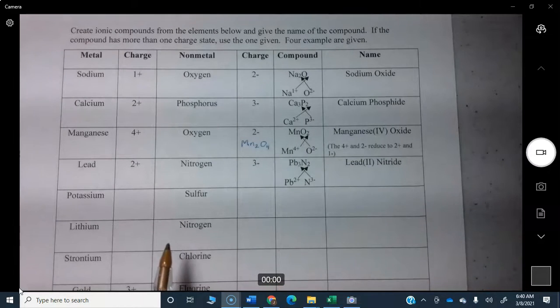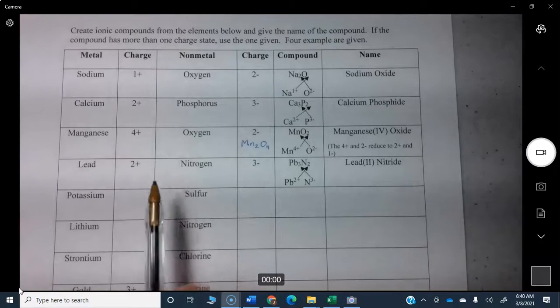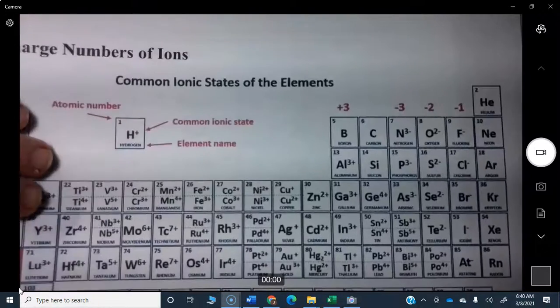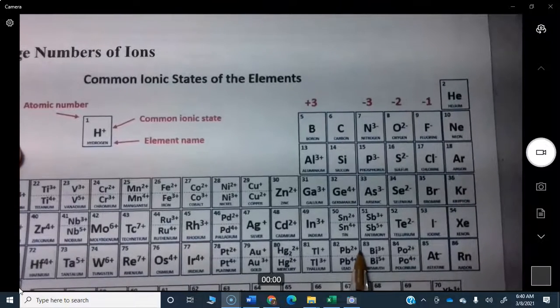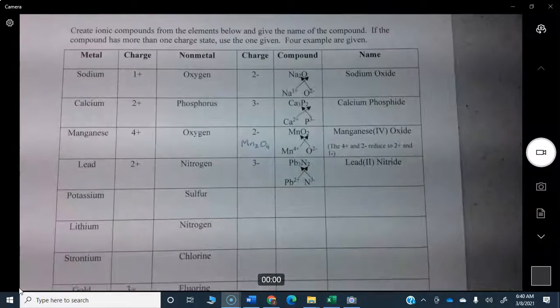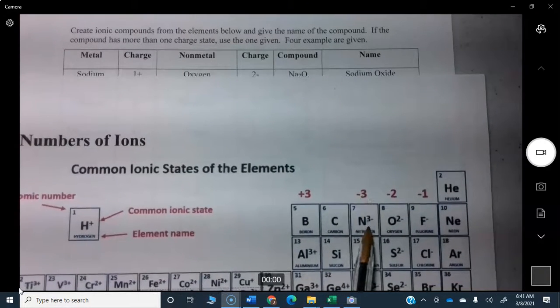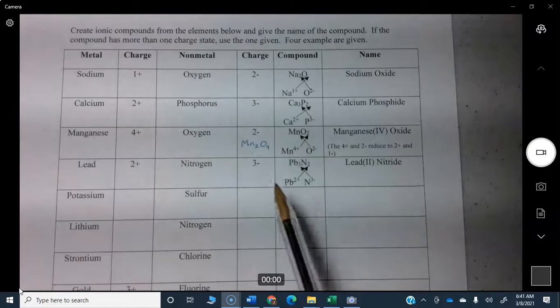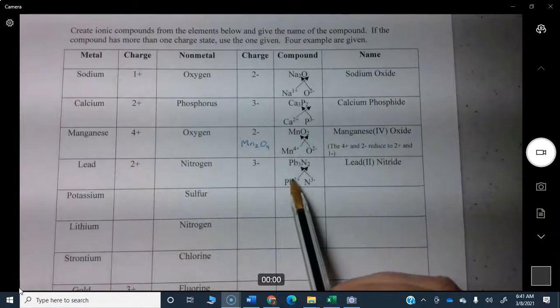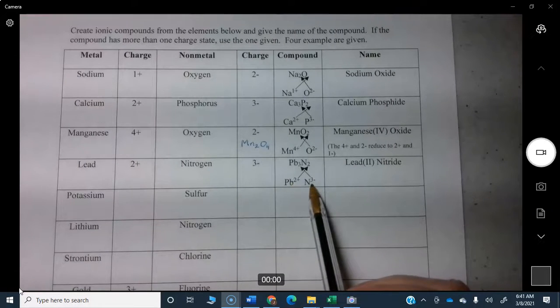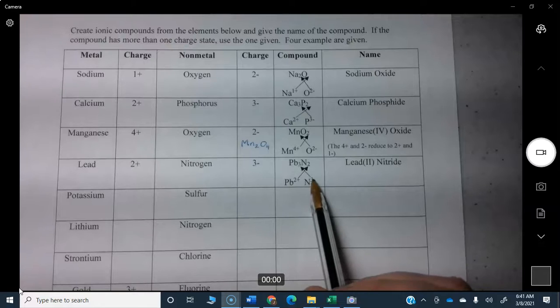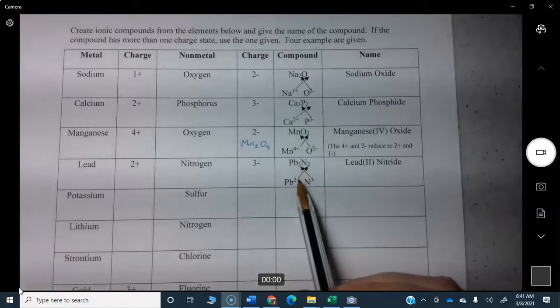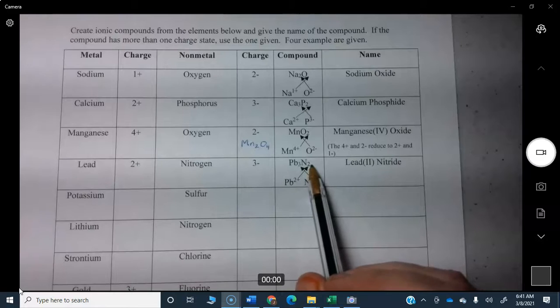Okay, think about that one if you need to, all right? Okay, lead. Lead can have more than one charge, so we're going to need to come over here. There's lead down there. It's either a 2 plus or a 4 plus, so I'm telling you here it's going to be a 2 plus. Nitrogen is always a 3 minus, right there, 3 minus. So you come over here, you put the charge above the lead, it's 2 plus. Put the charge above the nitrogen, it's 3 minus. You cross the arrows, lead becomes 3, nitrogen becomes 2.